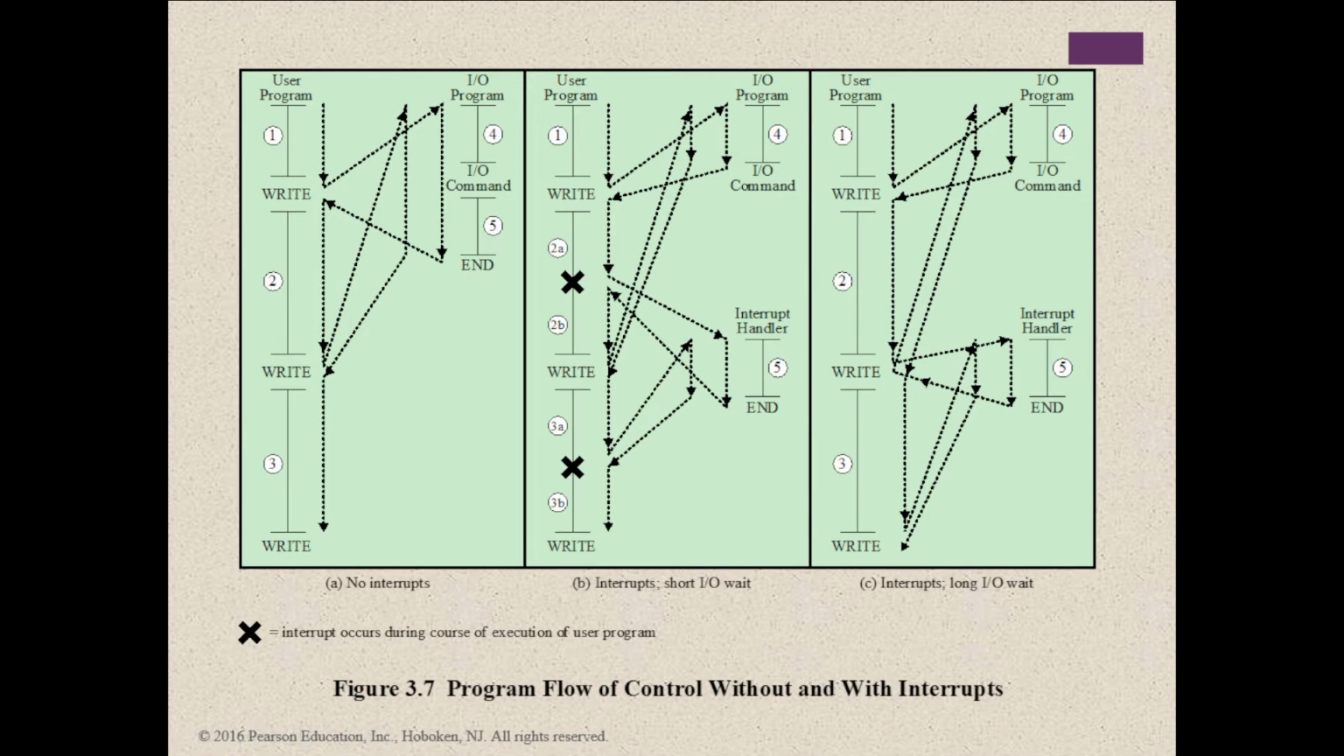Interrupts are provided primarily as a way to improve processing efficiency. For example, most external devices are much slower than the processor. Suppose that the processor is transferring data to a printer using the instruction cycle scheme. After each write operation, the processor must pause and remain idle until the printer catches up.